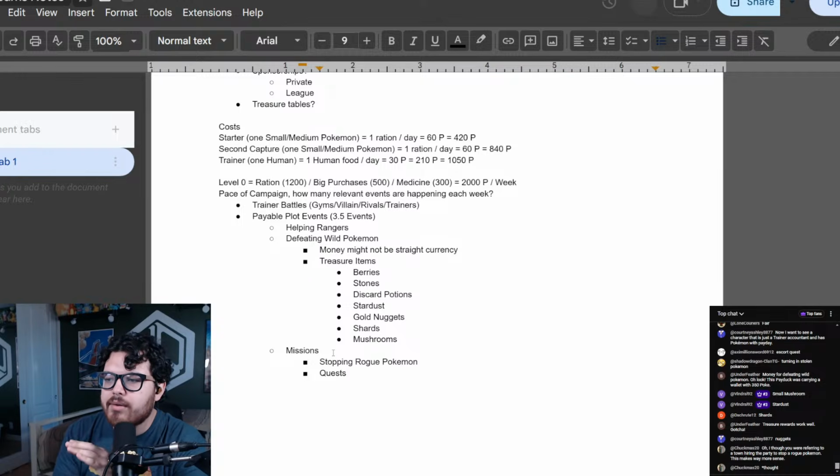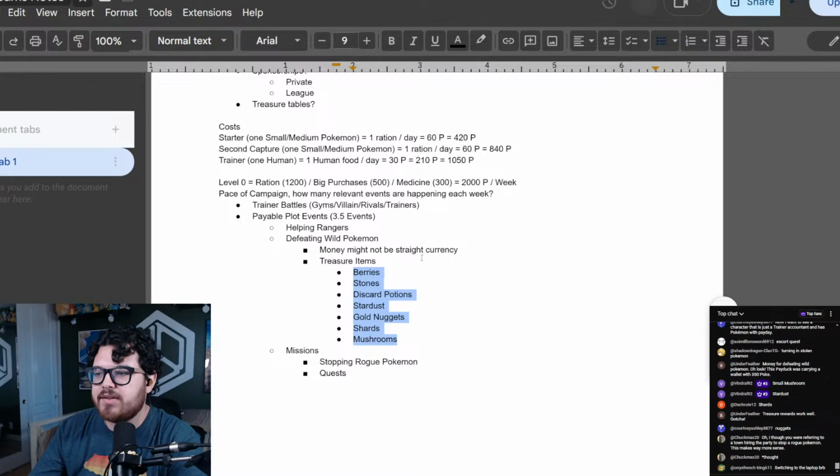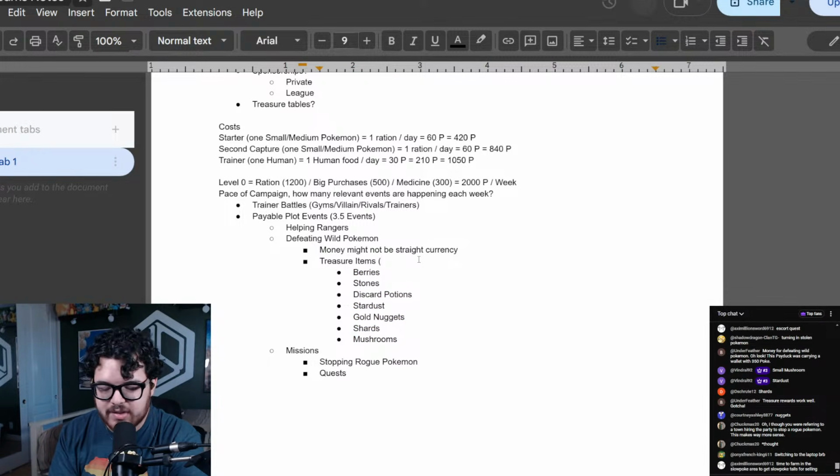So when we talk about these things, and I want to clarify as well with these treasure items, this is not random tables. These are the ones that you're choosing to give the players. These are purposeful rewards. Purposeful rewards that are factored into the money that they need to be earning.